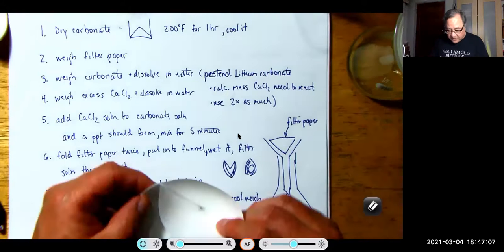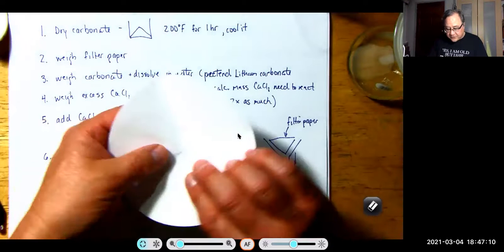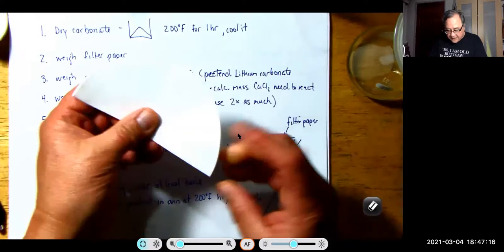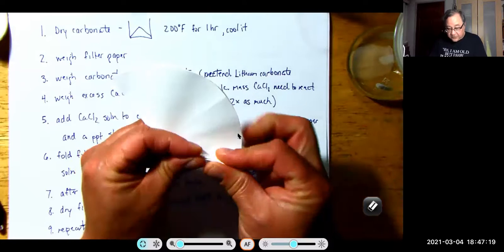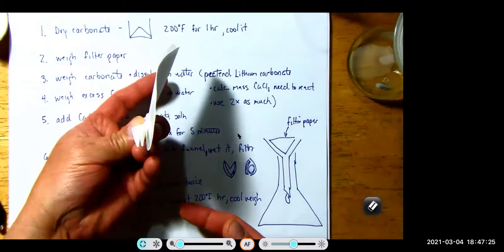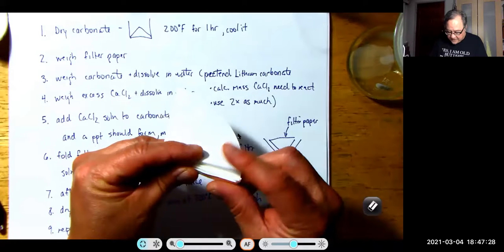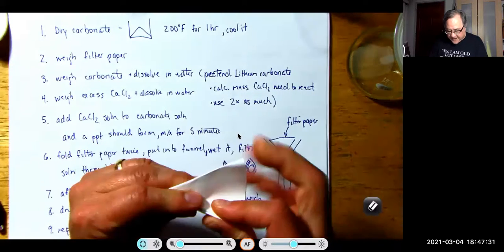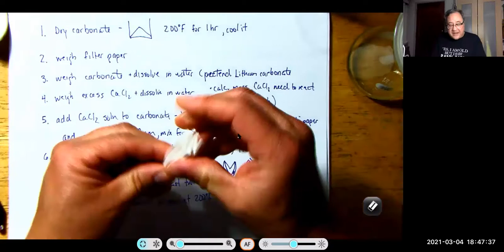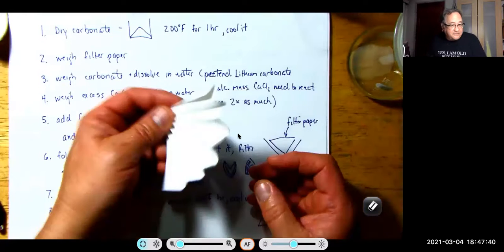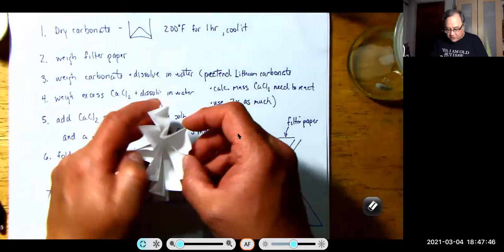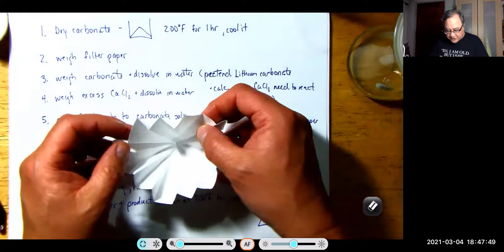Now there's another way to use your filter paper. I'm going to show you very quickly. You fold it in 2, and then you make a little fan out of it. I don't know if you can see what I'm doing there, but it's almost looking like a little fan. In Japan, we always used to buy fans shaped like this. When you open them up, it's a fan, and you could fan yourself. And you can put this into your funnel instead. And this works just as well.